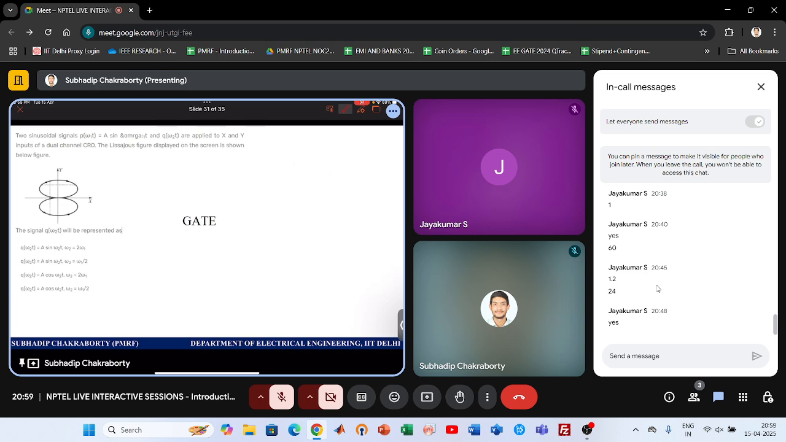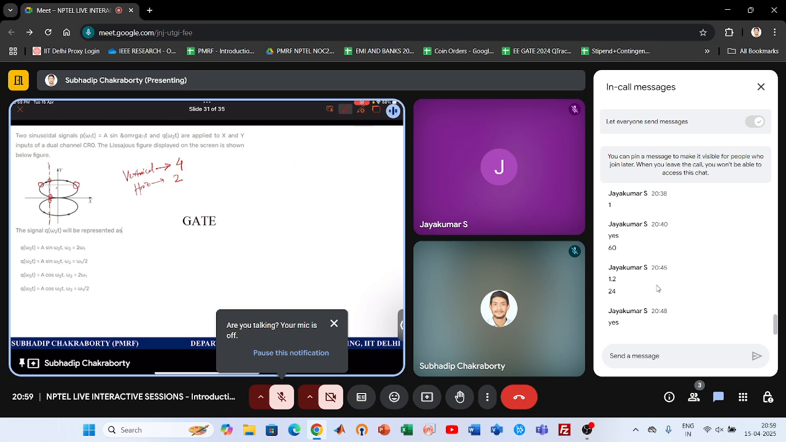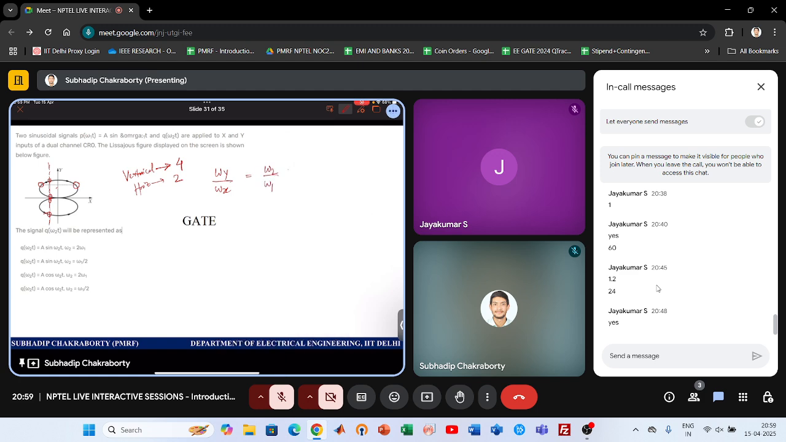See how many intersections there are. Vertical, we have 4; horizontal, we have 2. 1 here, and here it is 4, right? 1, 2, 3 and 4. So omega unknown by omega known, or in this case they call it omega 2 by omega 1, should be horizontal by vertical, or half. So omega 2 is omega 1 by 2.